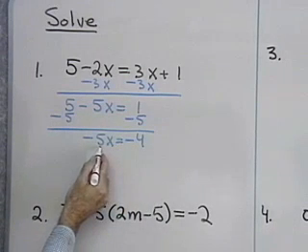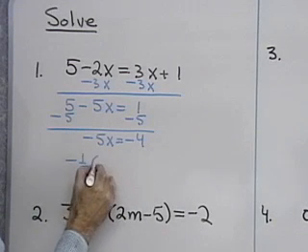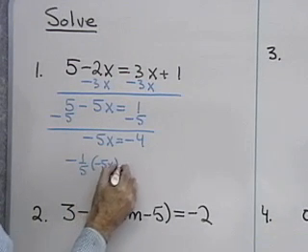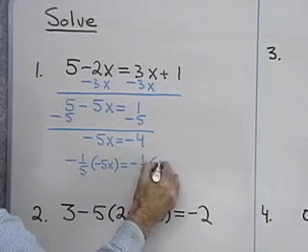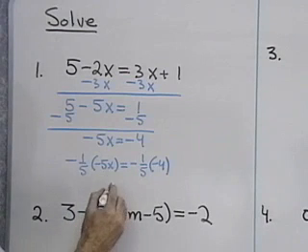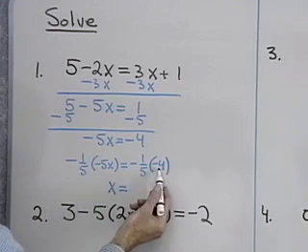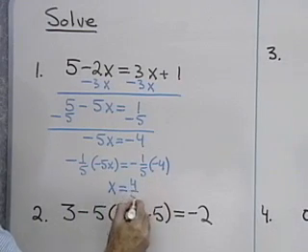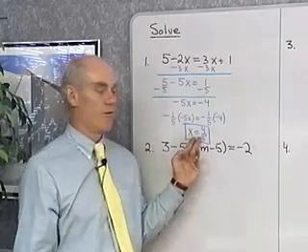Next, I multiply both sides by negative 1/5, so I'll have just 1x on the left side. If I do that to one side, I do that to the other side also. So I have negative 1/5 times negative 5x, which is positive 1x. Negative 1/5 times negative 4 is positive 4/5. So my solution to this equation is x equals 4/5.